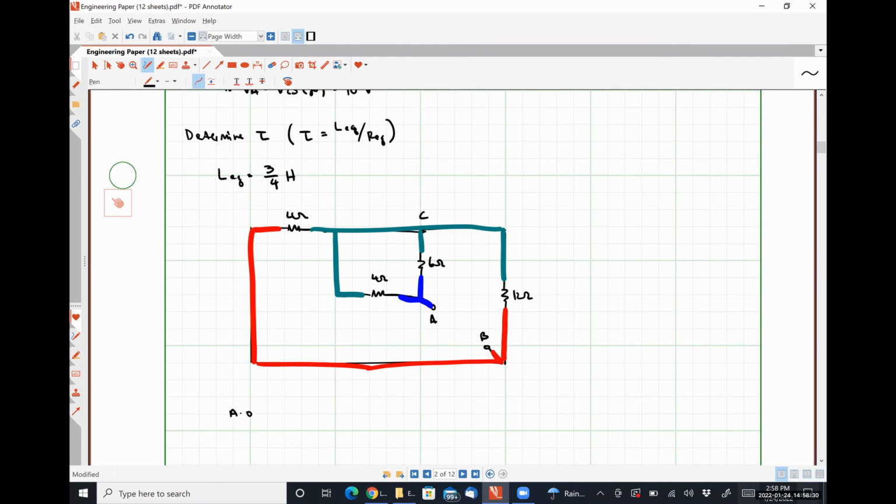then there's no way for me to go from A to B directly. I have to go through C. To go from A to C, I can go through the 4 ohm resistor or the 6 ohm resistor. To go from C to B, I can go through the other 4 ohm resistor or the 12 ohm resistor.